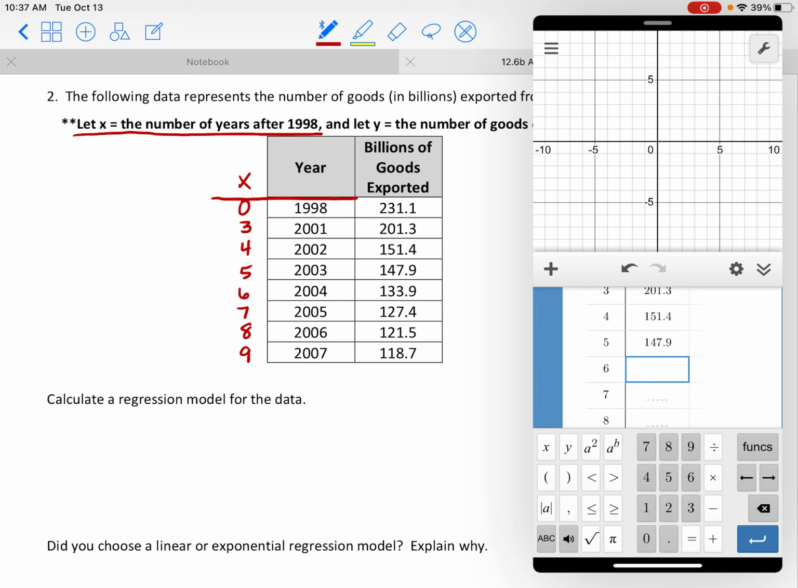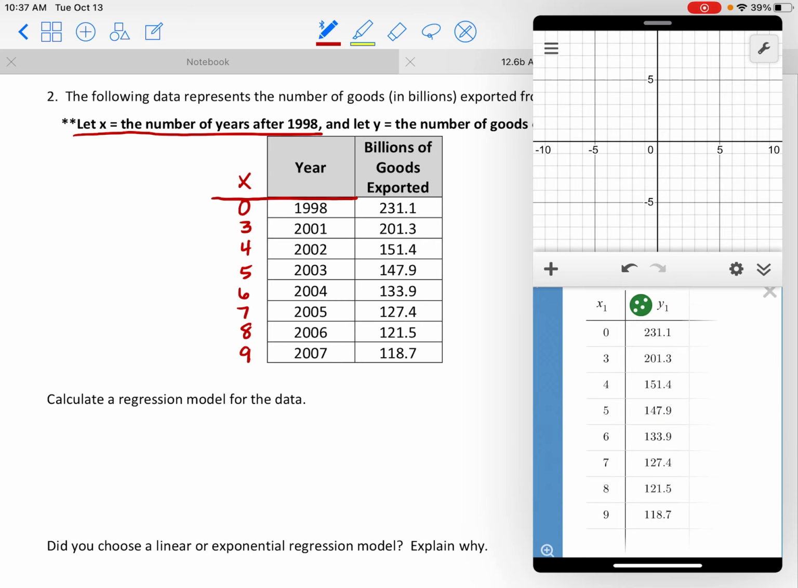147.9, and be really careful because one digit off is going to make your data different from what it should be. 127.4, 121.5, and lastly 118.7. And let me zoom fit that so we can see.